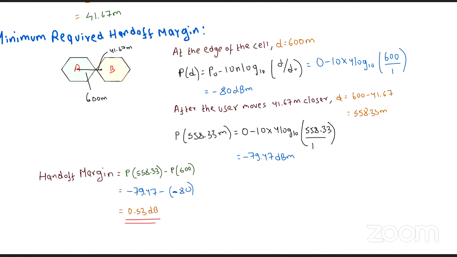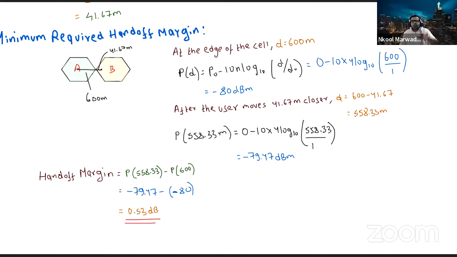Handoff margin is the difference between the power of the signal from A at that point and the threshold. Can you repeat that? So now we take this only. The threshold which I was telling was B.